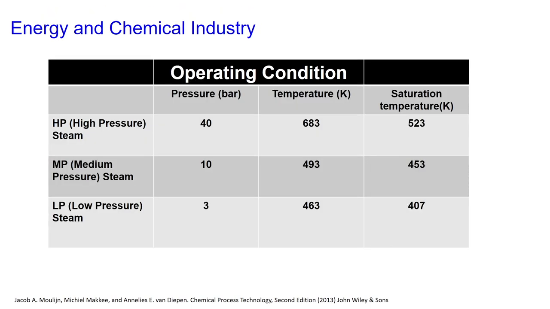When we talk of the flow sheets, which we will be discussing frequently, wherever in the flow sheet, I would be mentioning either HP, MP or LP. HP means high pressure steam, MP means medium pressure and LP low pressure. The operating condition is something like high pressure is 40 bar with this saturation temperature. High pressure steam will not have any liquid. Medium pressure steam is 10 bar, with this saturation temperature. Low pressure is around 3 bar. More or less this is how HP, MP, LP are classified in industry.